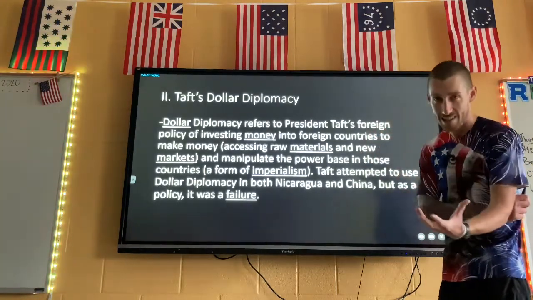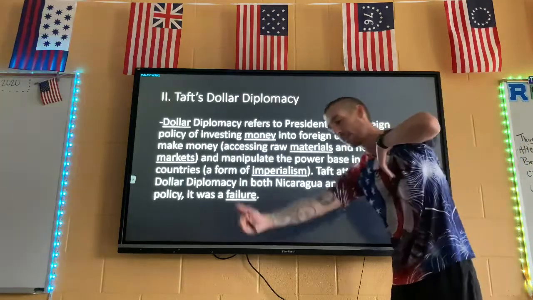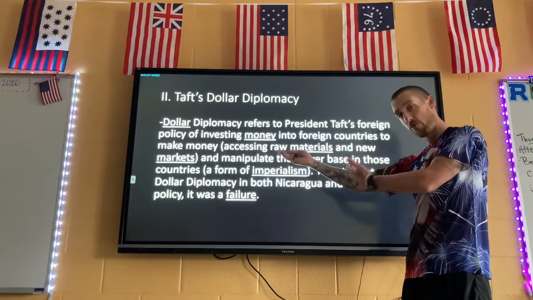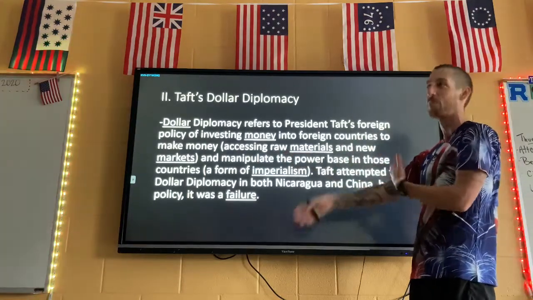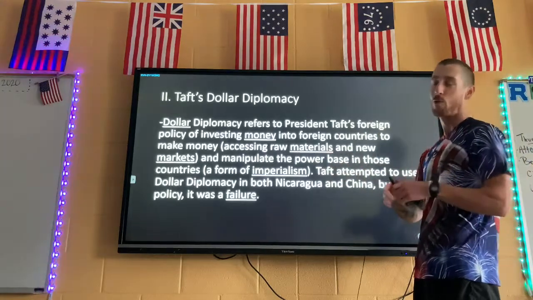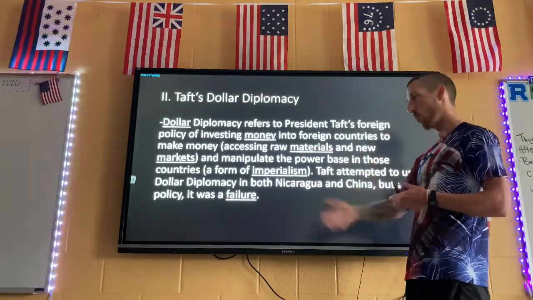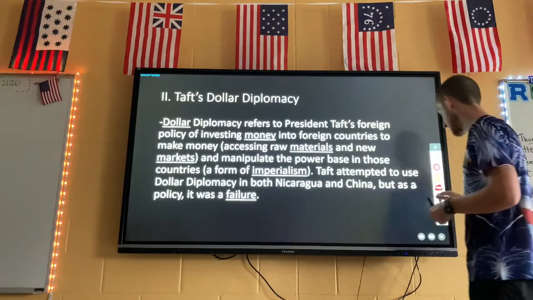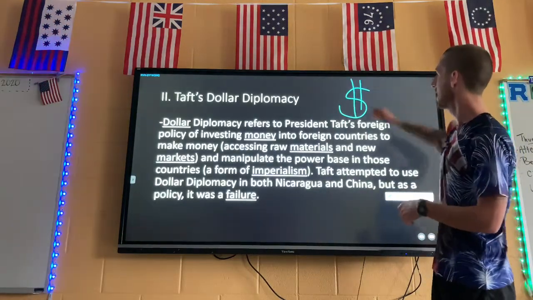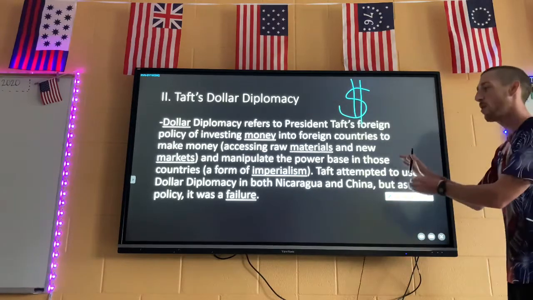But what this turns into, it's our government going in there with too much money and kind of taking over and stealing a lot of raw materials, or not necessarily stealing, but extracting a whole lot of raw materials and manipulating the power, where they'll put somebody who they like in power so that this relationship can continue for a long time and lots of money can be made, okay?